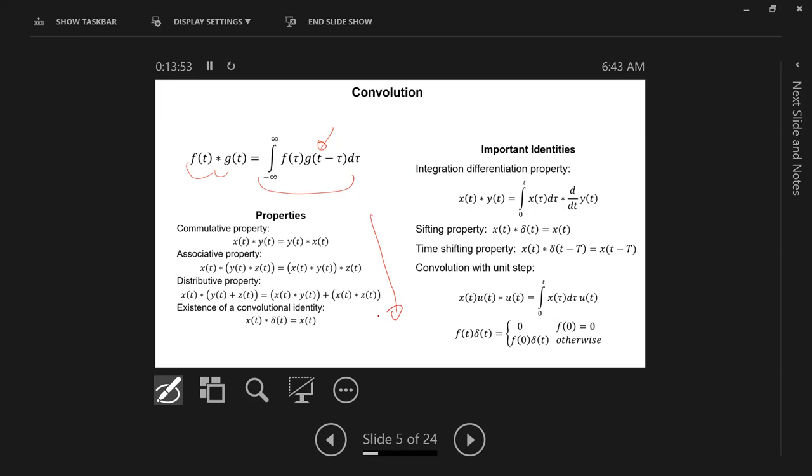And then there are these additional properties. The two most important ones are this one, convolution with the unit step function, and convolution with a delta function or a time shifted delta function.